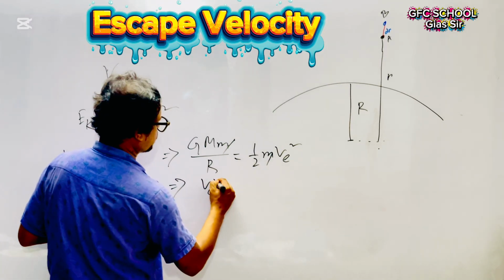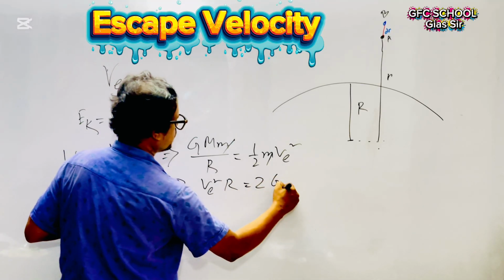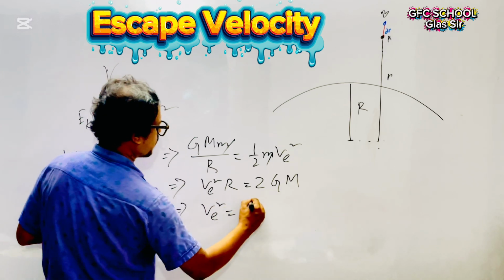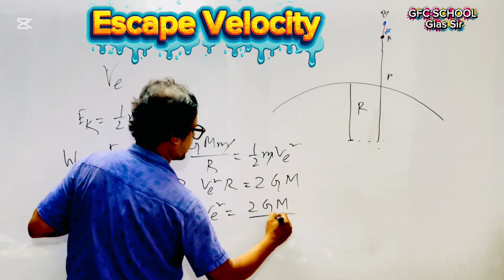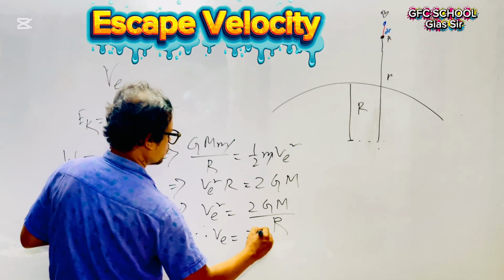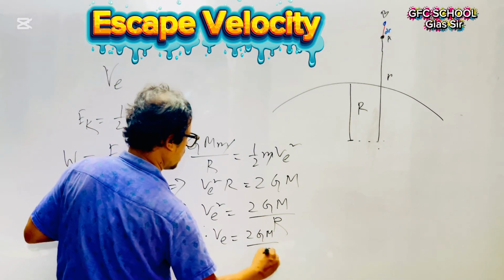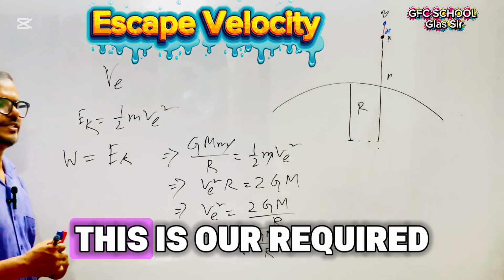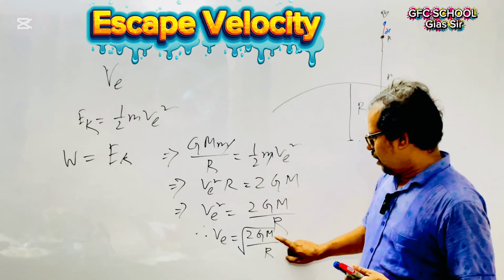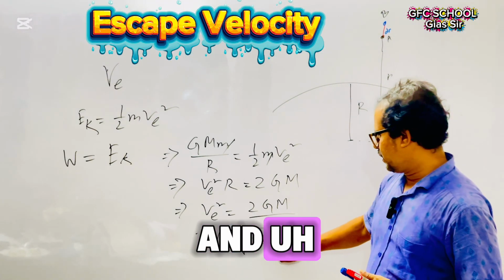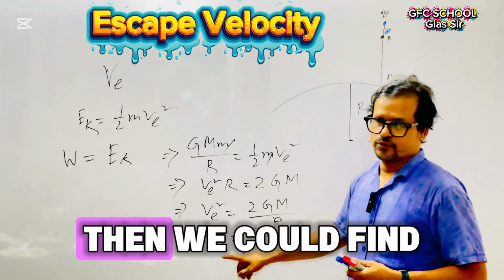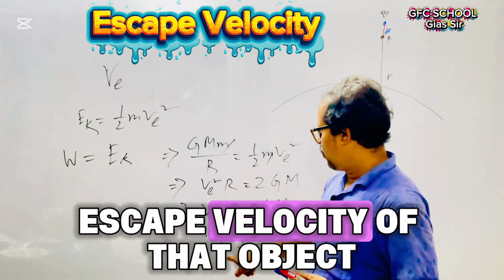That means VE squared equals 2GM upon R, so VE equals root of 2GM upon R. This is our required formula. Here, if you know the mass of the earth, the gravitational constant G and the radius of the earth R, then we could find out the escape velocity of that object.